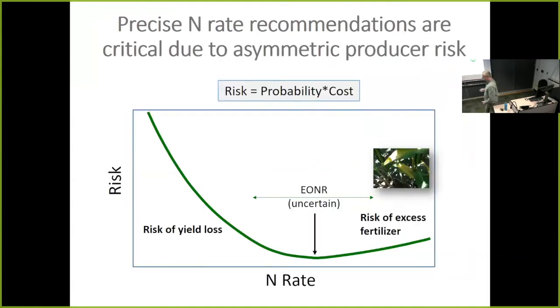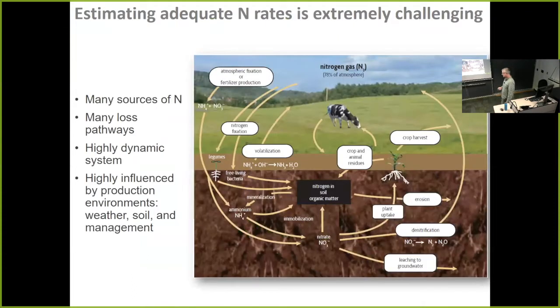And when farmers need to make decisions about their fertilizer N rate, there's a lot of uncertainty involved. The EONR, or the economic optimum N rate, is very hard to predict. And if you over-fertilize, there's actually a lower risk than under-fertilizing. This leads many farmers to over-apply fertilizer just to make sure that they're not N deficient. There's no deficiency of nitrogen.